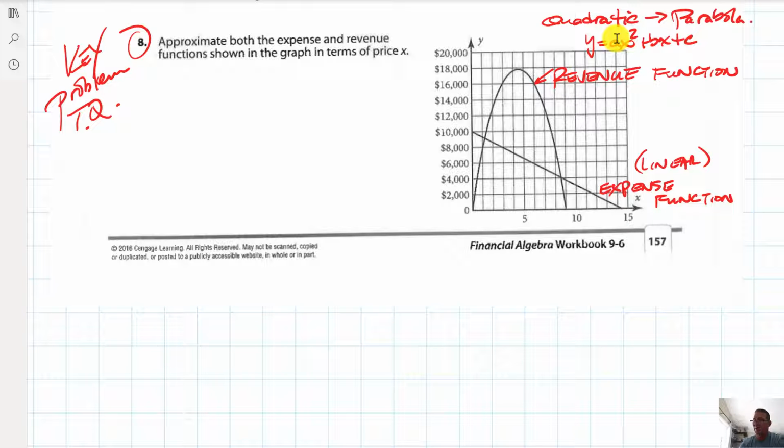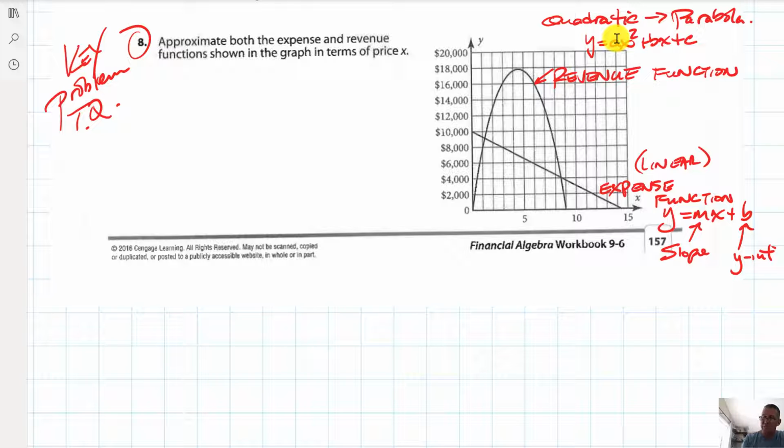All right, let's get to work. What we need to do here is tackle them one by one. We'll talk about the expense function first, since it's linear. In a linear function, all we have to do is analyze the slope and the y-intercept. Any linear function is y equals mx plus b, where m is your slope. So we just need to calculate the slope of the line, and then look at the y-intercept.